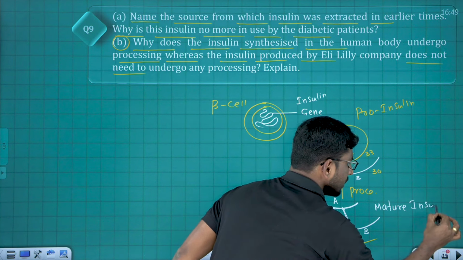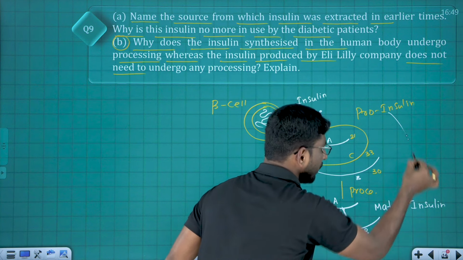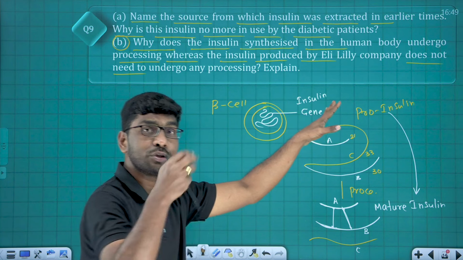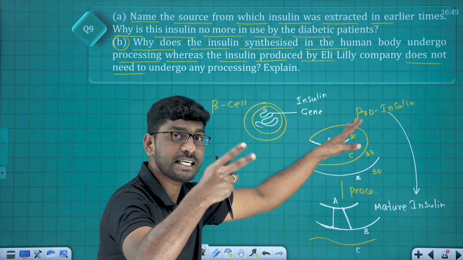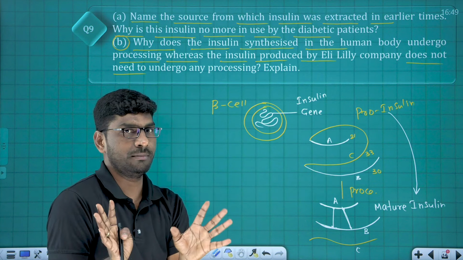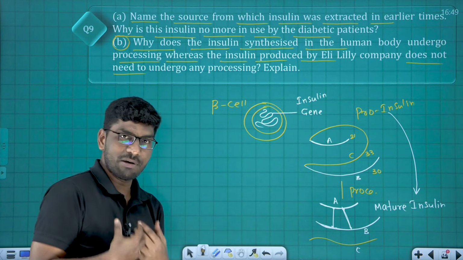Now students, you answer me. Pro-insulin to mature insulin, is there a difference or not? Yes sir. In pro-insulin, three polypeptide chains are there: A, C, B. In mature insulin, only A and B polypeptide chains are there. This normally happens in our body.